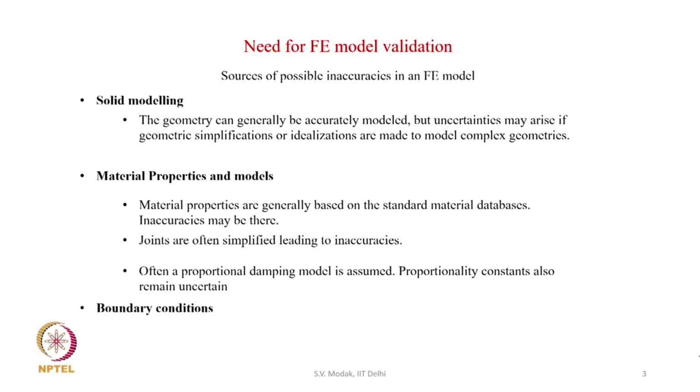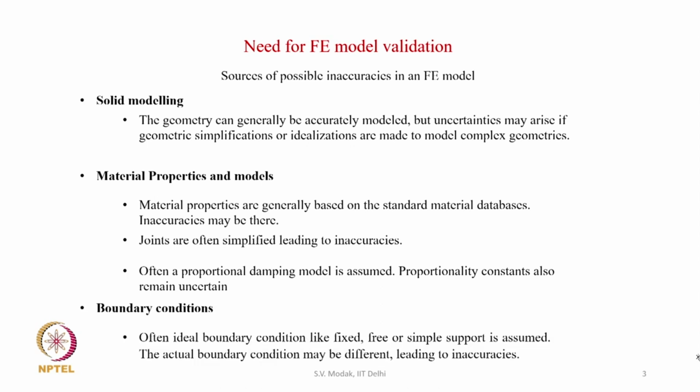So, boundary conditions could be another source of inaccuracy. Often an ideal boundary condition like fixed, free or simple support is assumed, but the actual boundary condition may be different, leading to inaccuracies. For example, if a structure is fixed at certain points, the actual boundary condition may deviate from that. There may be some flexibility associated with those points. Those points may not truly have zero displacement, right, they may have some small movement when the structure is loaded. So, therefore, in the model we may assume it as fixed, but the actual boundary condition is different from that. So, that is a source of inaccuracy, and boundary conditions also affect the dynamic characteristics a great deal.